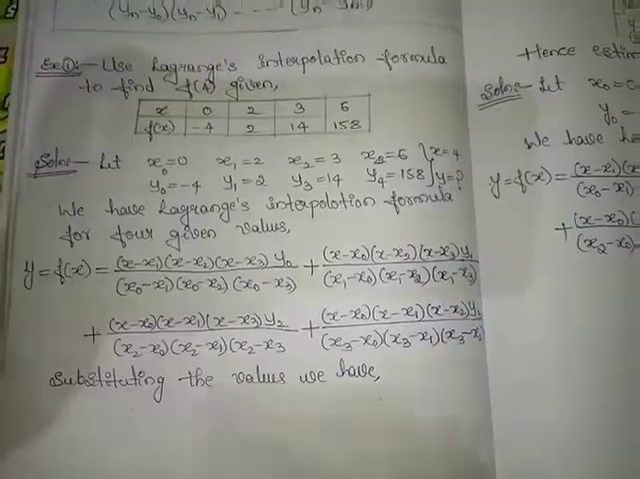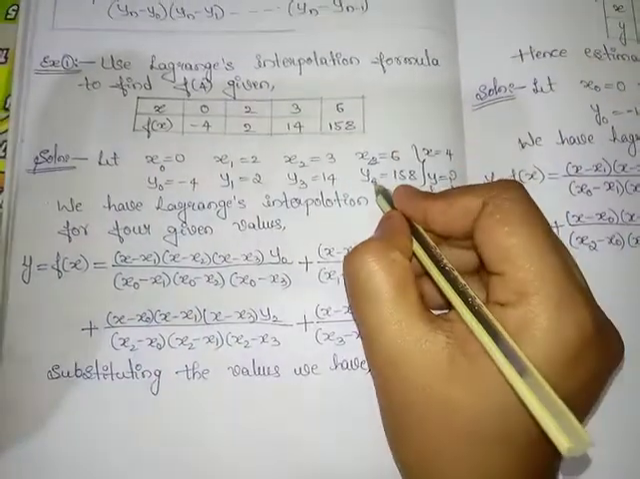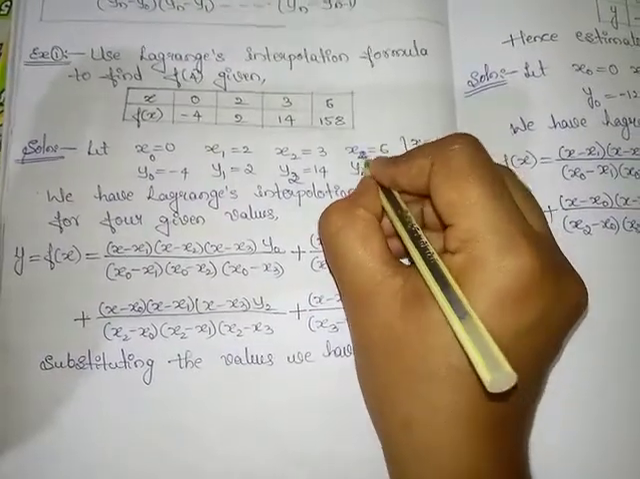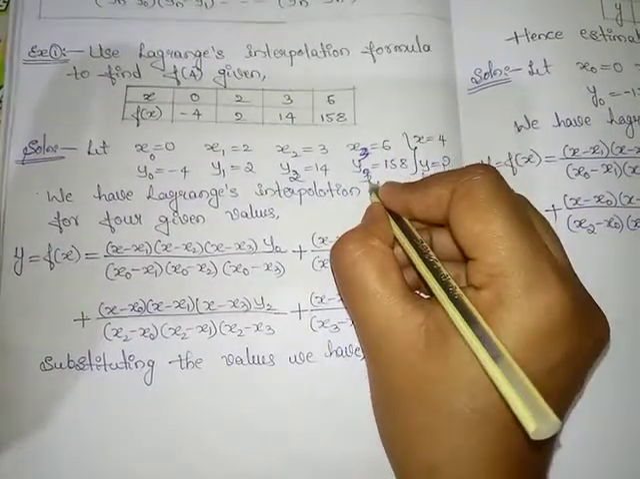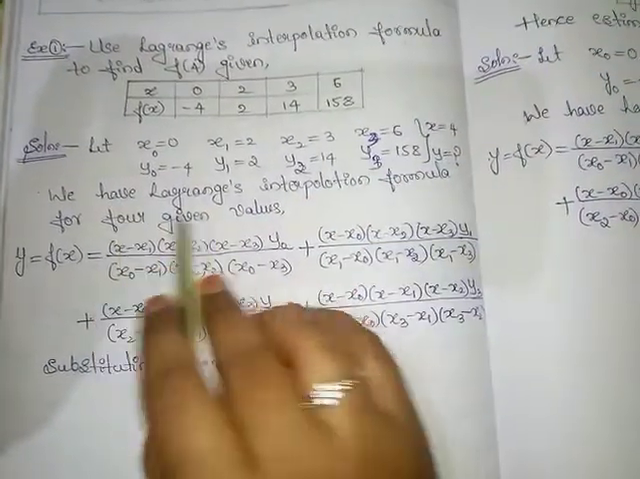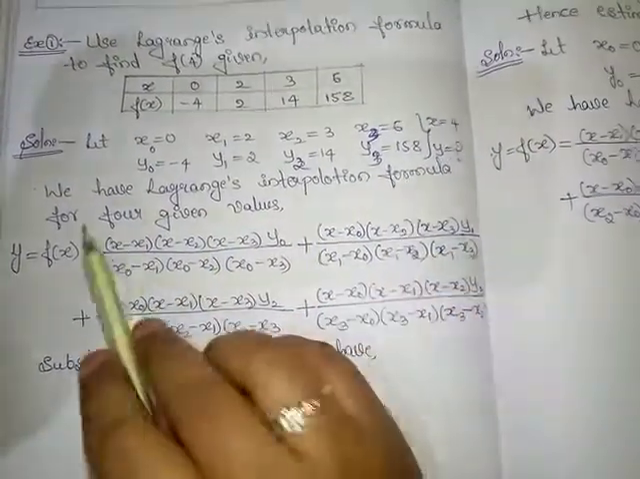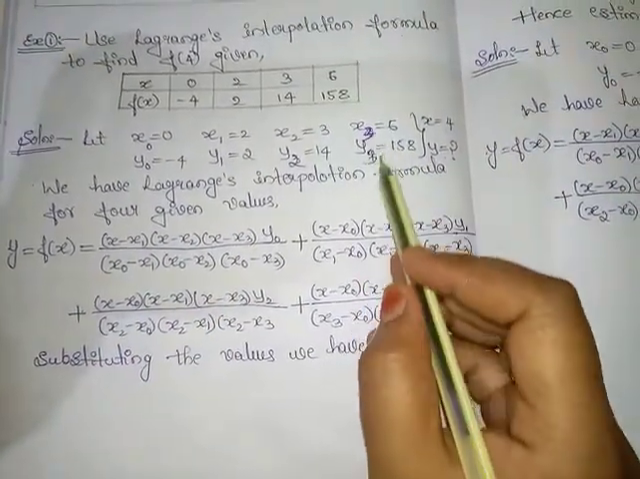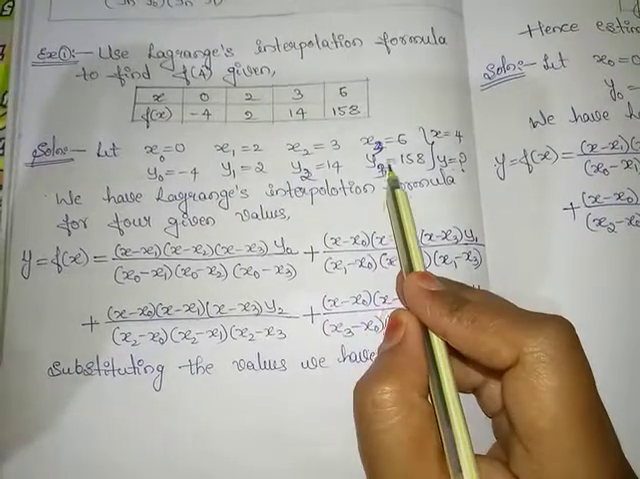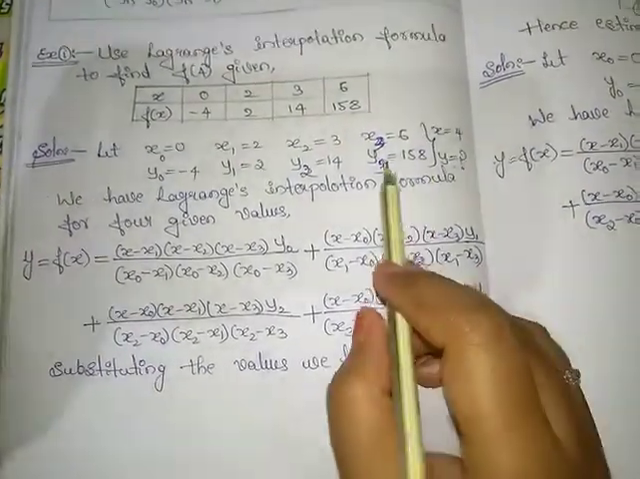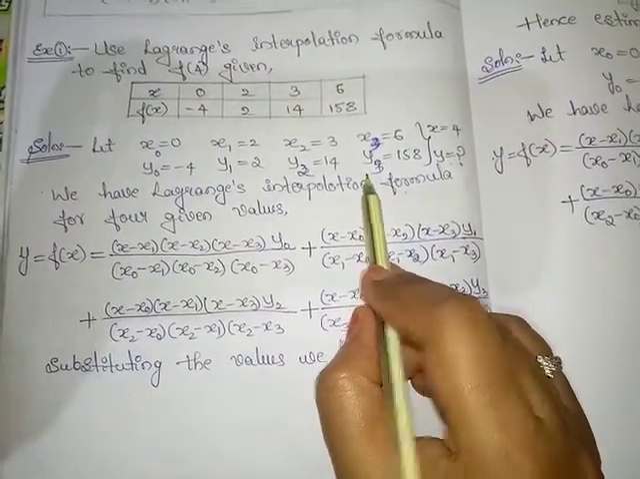We have terms up to y0, y1, y2, y3. This is correct. But we have here 4 sets of values. Here our last values are x3 and y3. We have to write the terms up to x3 and y3 in our formula, mainly for y3, right?